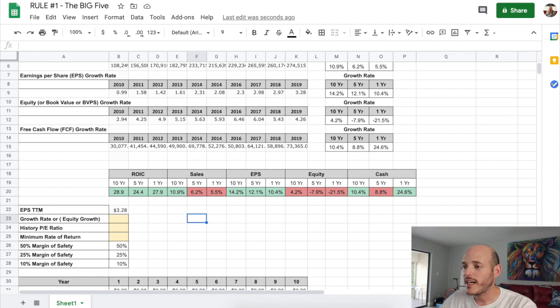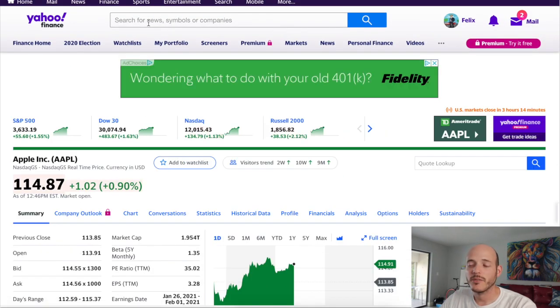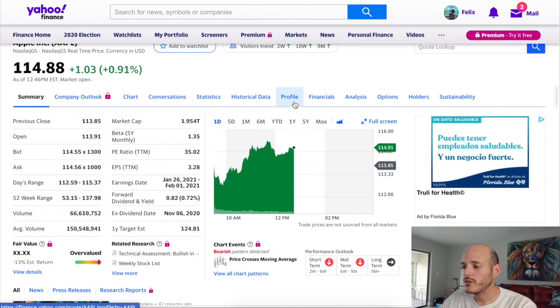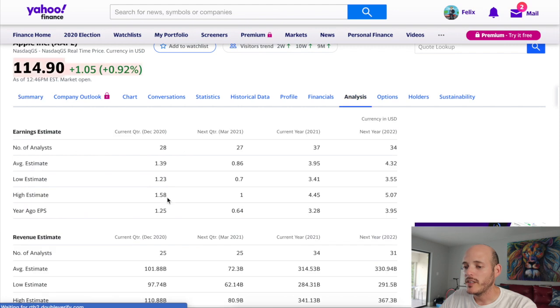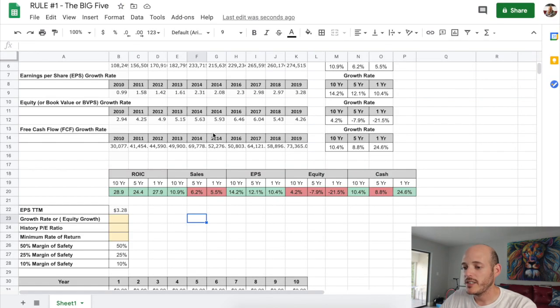Growth rate, we'll go to Yahoo. Again, for Yahoo, just type the ticker symbol in Yahoo Finance, AAPL. And then we're going to go over here to analysts. And we're going to see that analysts have a 5-year projected rate of return on earnings of 12.6. So we're going to put that information here for growth rate, 12.6. Or we could use equity, but equity is in the negatives here. So therefore, we're going to use growth rate.